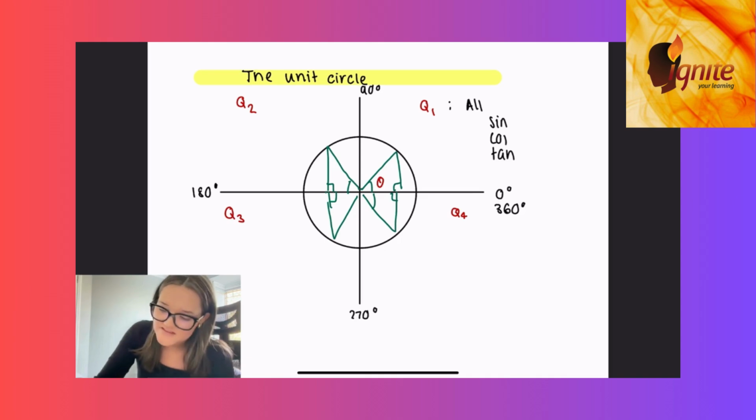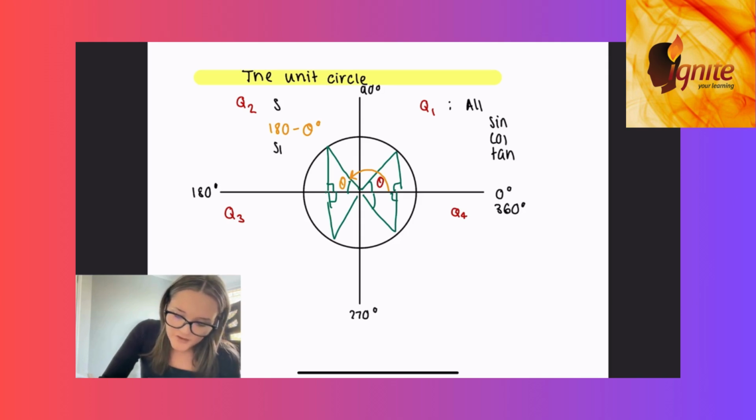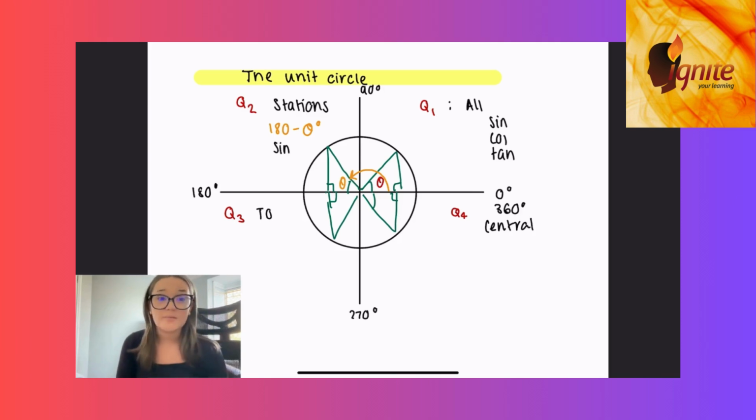If I then move over to the second quadrant, say I wanted to find whatever this angle is in here, this is theta now, I'd have to go, okay, well, the angle of my straight line is 180. So therefore, to find my yellow theta there would be 180 minus theta. Now, within quadrant 2, only sine is going to be positive. So we can remember this acronym, all stations to central, to remember which corresponding trig ratio is going to be positive in the respective quadrant.